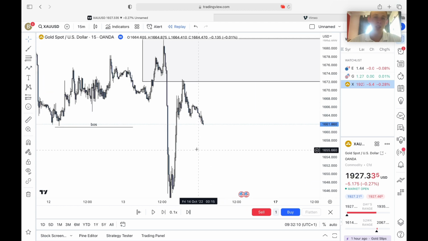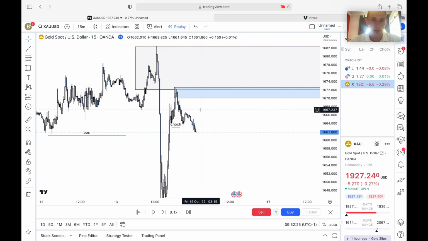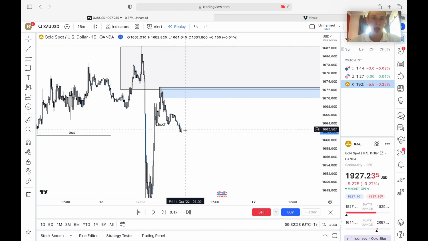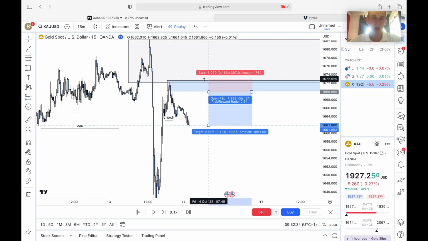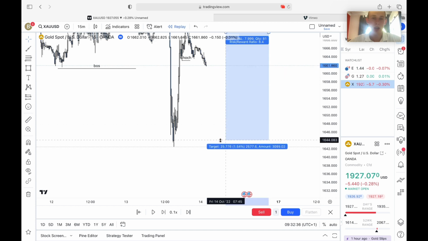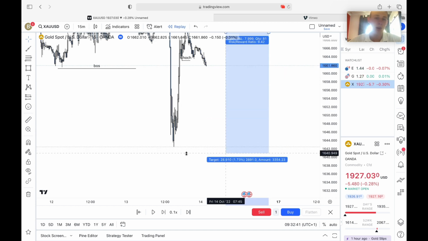So in this case, if we mark that all on, this is our change of character, just there. And what we can see, we have an unmitigated area of supply at the top of this range just here, which created this imbalance and is at the extreme of the current leg. So all we do now is set a limit at this zone, stops just above, and we target the current trend low, or you could also target this demand here if you wanted to be a little bit safe.